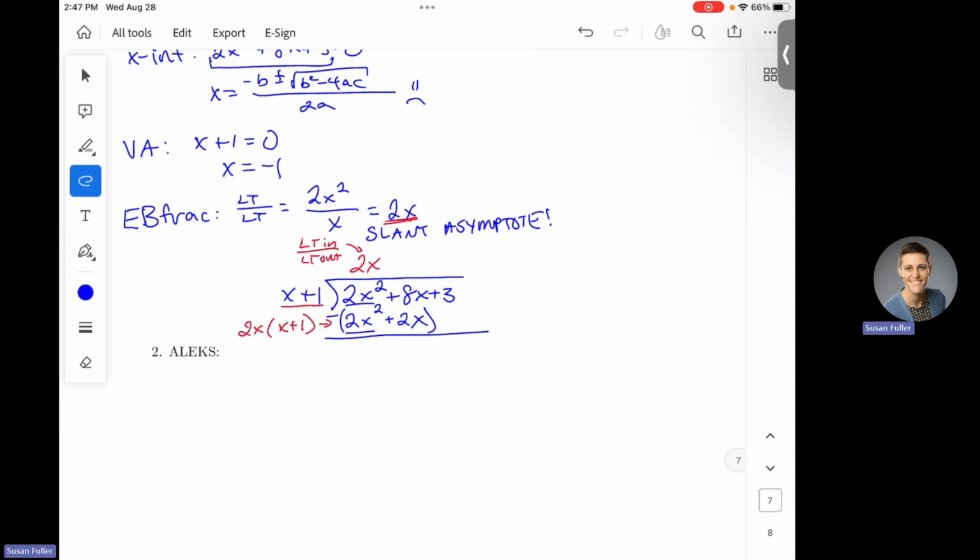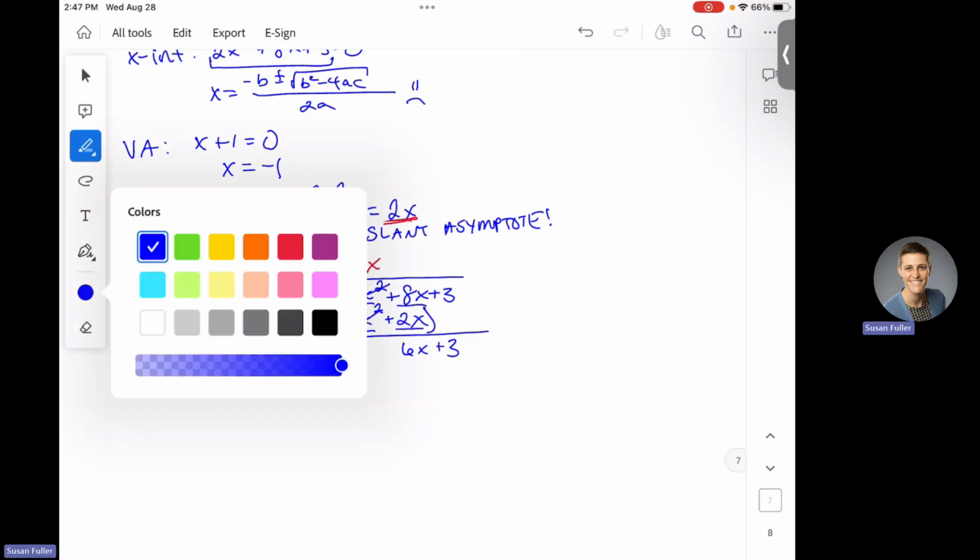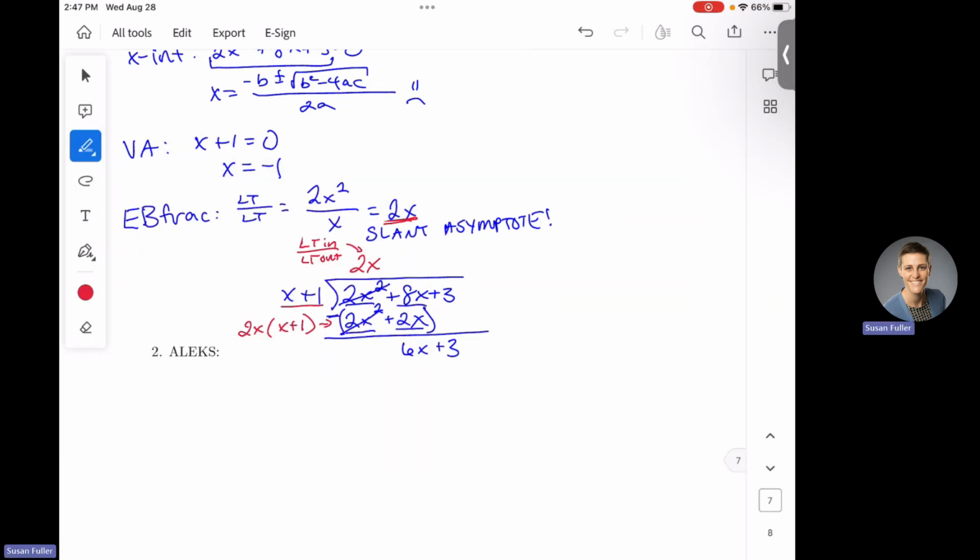2x squared minus 2x squared, those cancel, which is exactly what should happen. And then I'm going to take 8x minus 2x, and I'm going to get 6x plus 3. Okay, now we got to do this process over again.